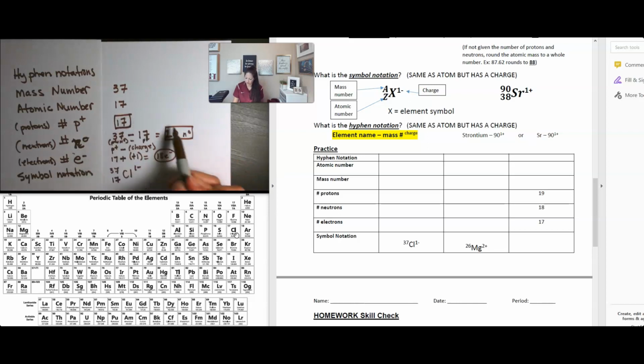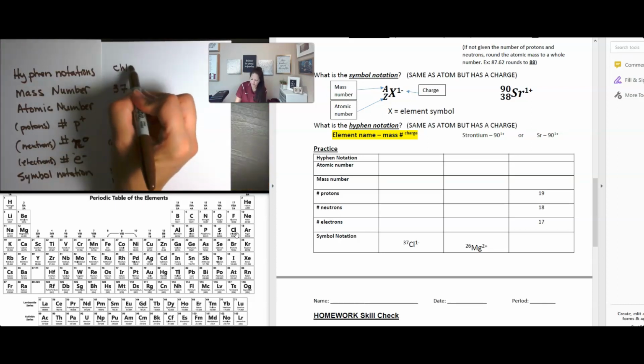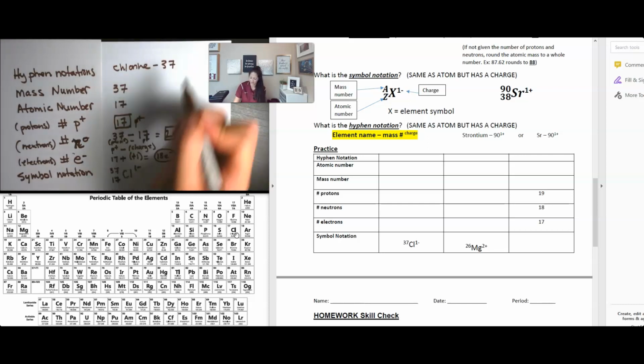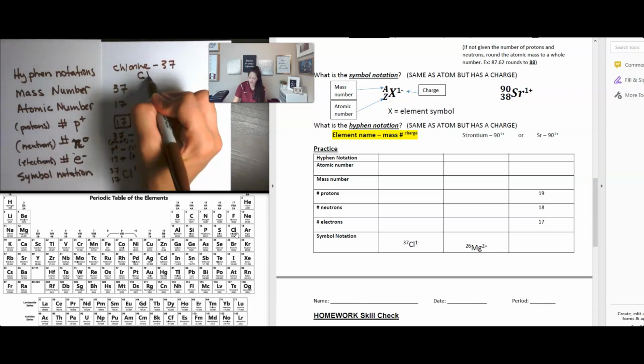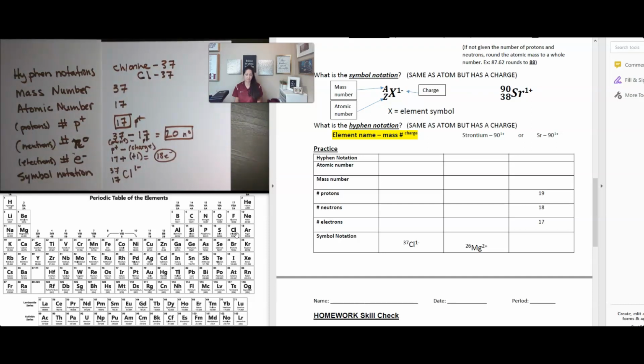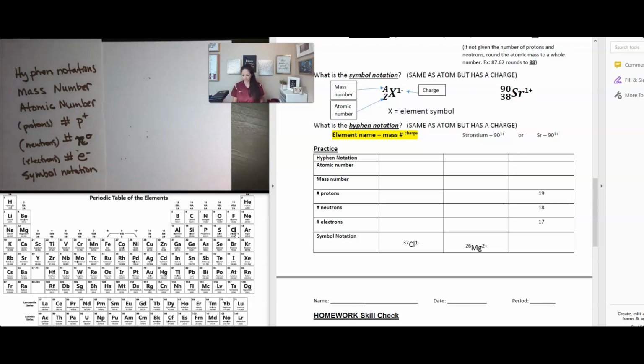So we have our protons, our neutrons, and our electrons. So we're just going to write chlorine-37, or capital C, lowercase l, 37. All right, let's do another one. Just two more to go.